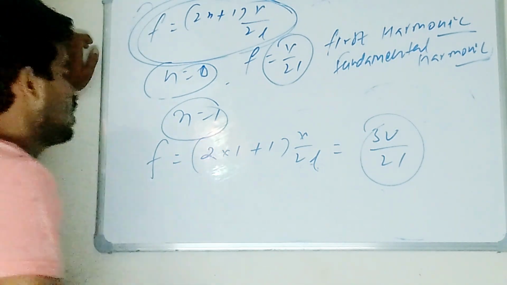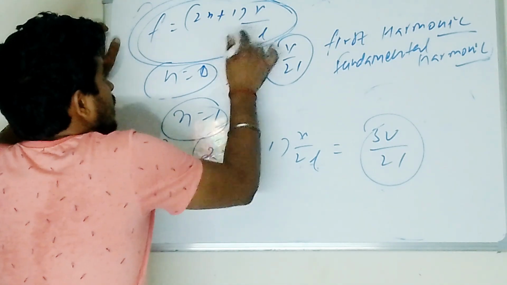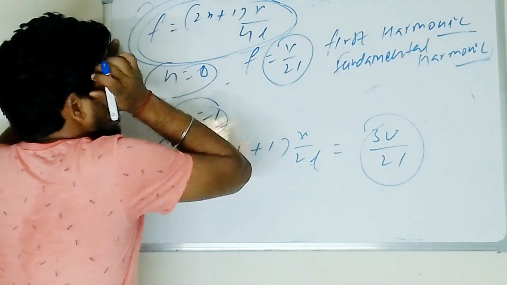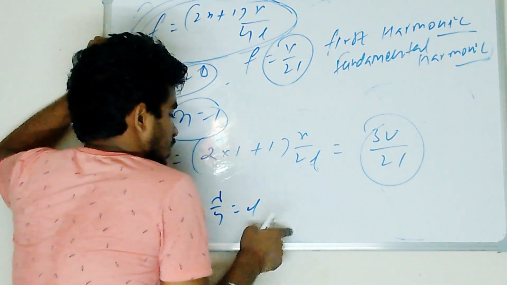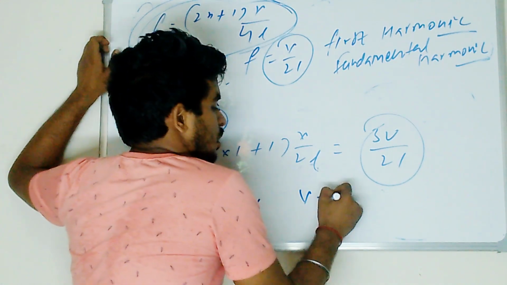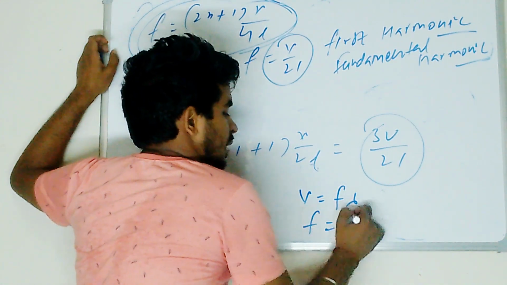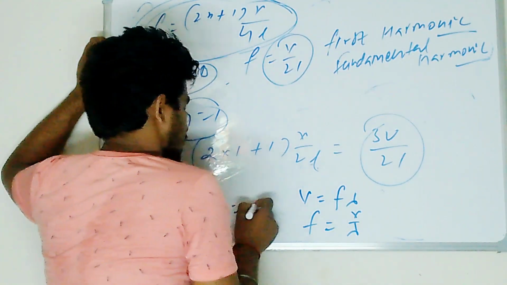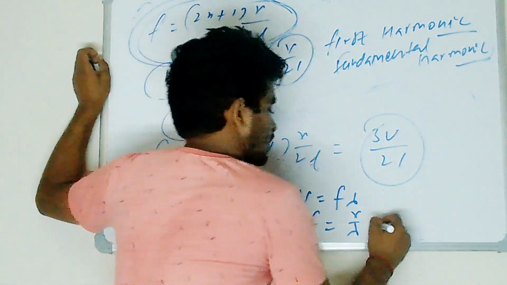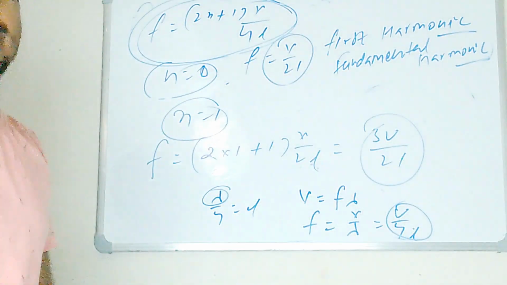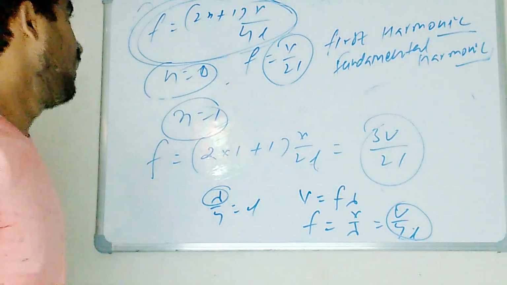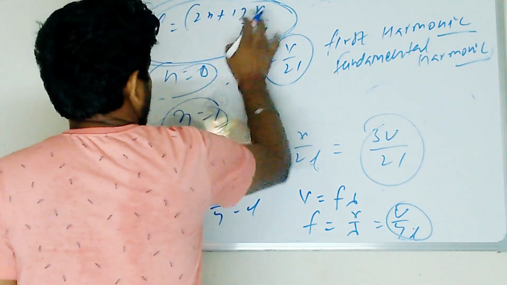I just see here, this is 4l now, I think, okay, correct it. Because what we did here, lambda by 4 equals to l. V equals to f into lambda. F equals to v by lambda. Lambda is what? From here, lambda is 4l. So this is v by 4l. I already did this over here, so no need to remember anything. If you know the concept, you can do it again and again.